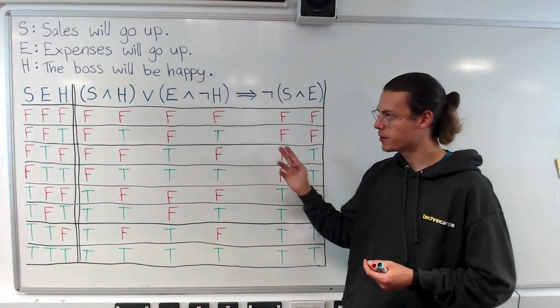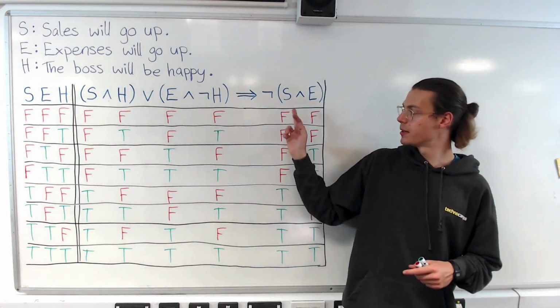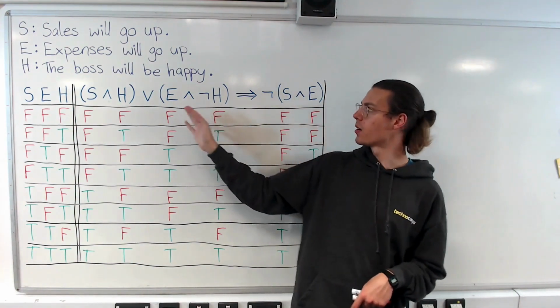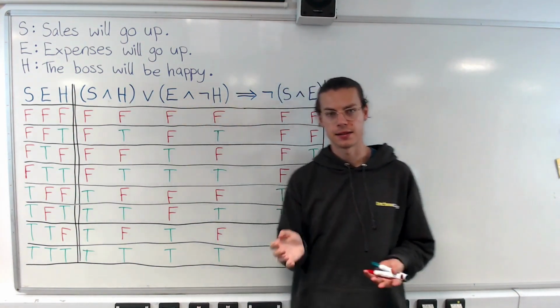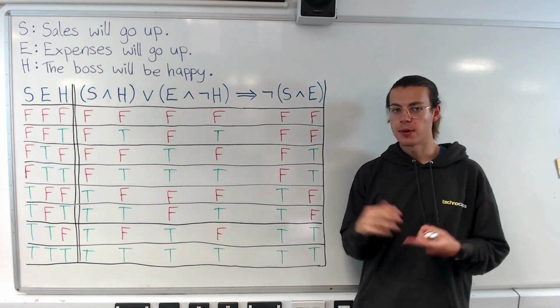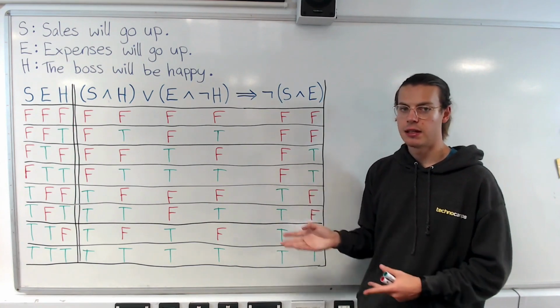You should make sure that all of your S columns are identical, all of your E columns are identical, and all of your H columns are identical. Now we can start to look at some of the operators. Let's start at the conclusion.